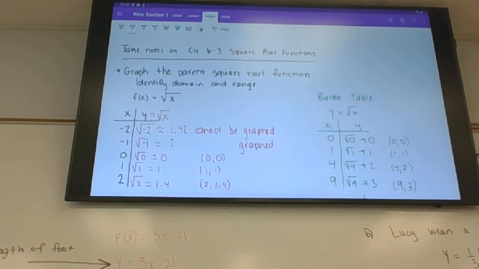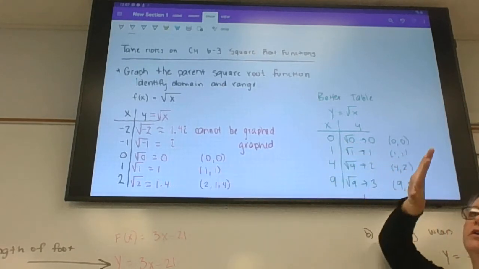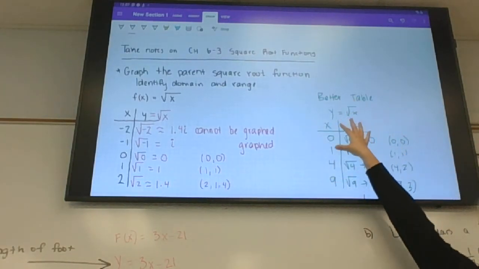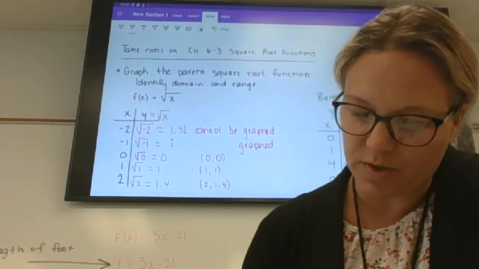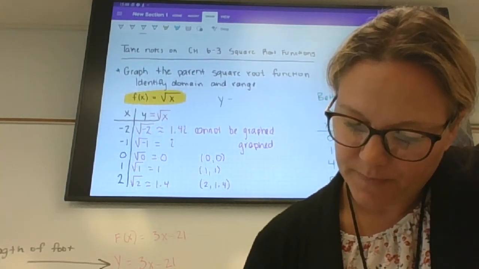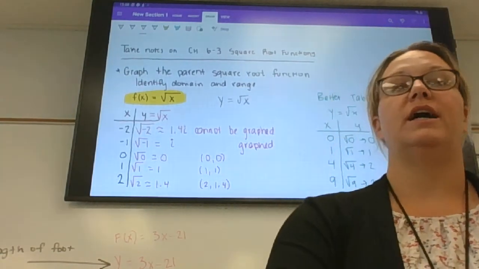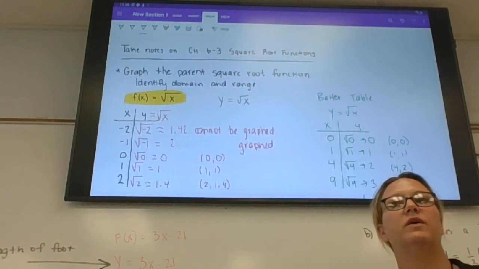So what I have here is an example of a bad table, an example of a better table. See how this green one says better? Before you just start writing anything down, consider why one table is better than the other one. The equation that you're working towards knowing how to graph is this. You're learning a brand new graph, and the equation has a square root bar in it.